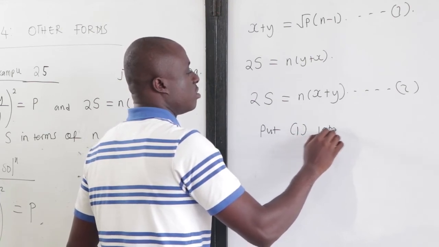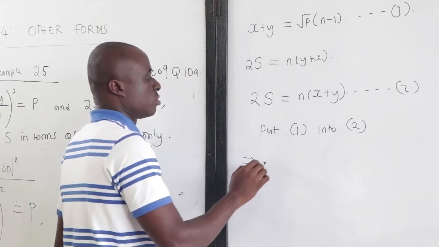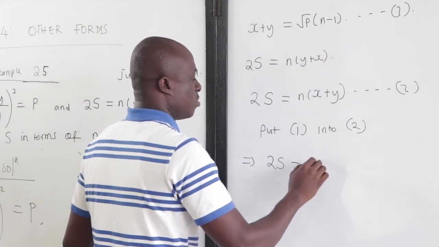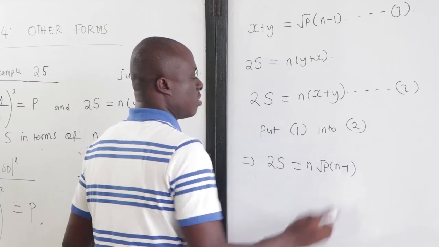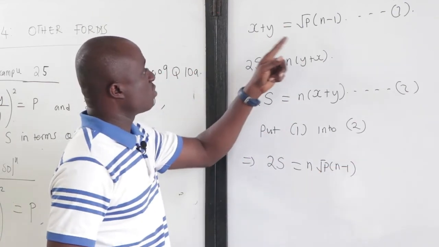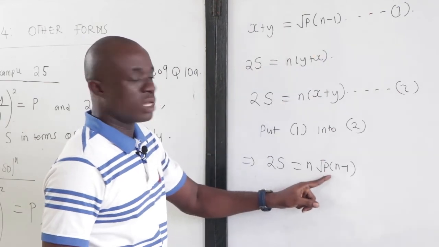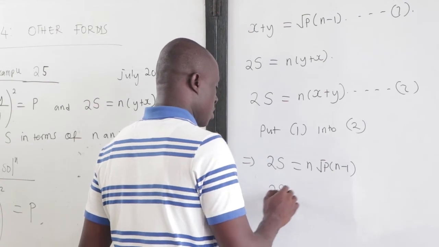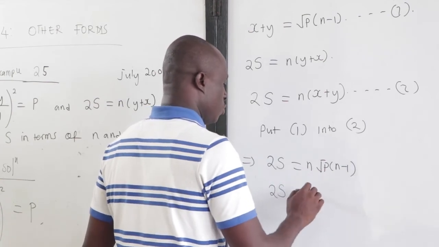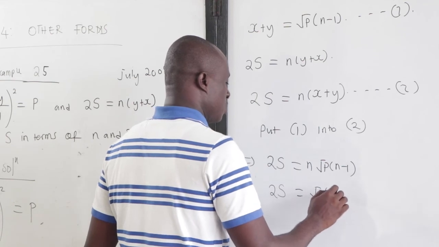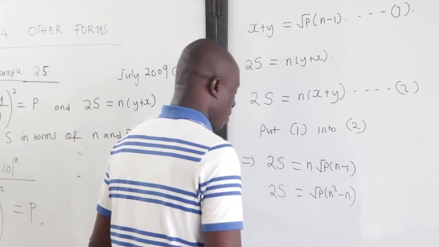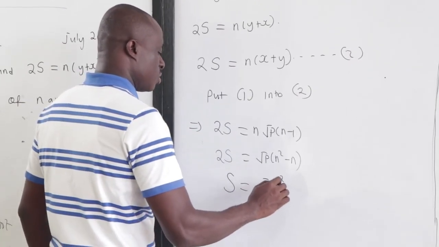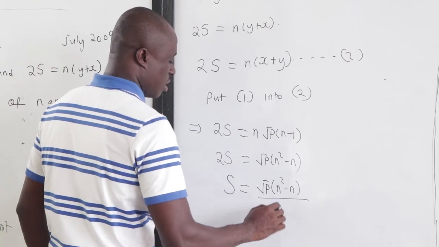So you can say put 1 into 2. So you have 2s equal to n times x plus y, so I have n times root p times n minus 1. That's what I have over here, and this is the same as 2s. I can multiply the n through, so I can have root p times n squared minus n, or I can leave it this way. I want to find s, so clearly my s is equal to root p times n squared minus n all over 2.